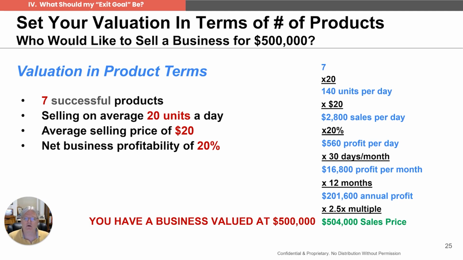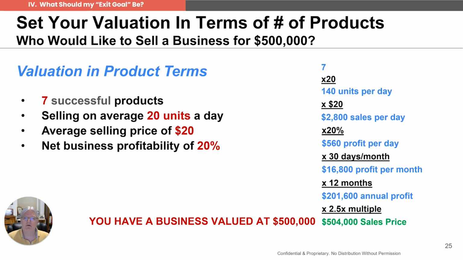However, here's the core point. If I said to you, you need to sell a business for $500,000, you'd go, oh my gosh, I don't know that I can do that. If I said over the next 3 years, do you think that you can get 7 products out there that make 20 sales a day on Amazon at a net price of $20? You'd probably go, yeah, that seems doable.